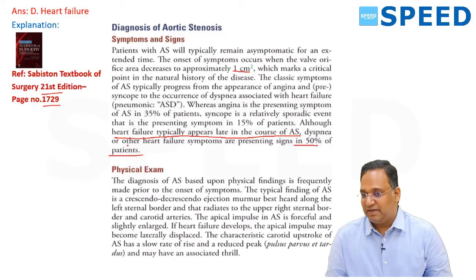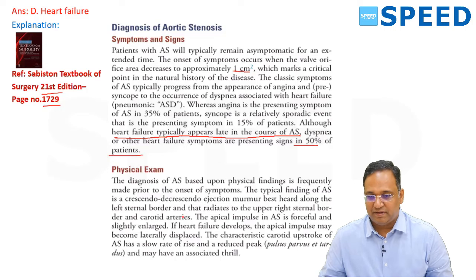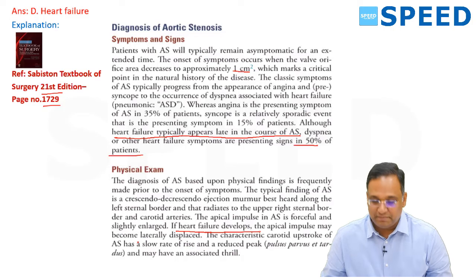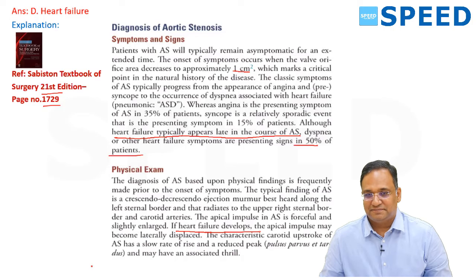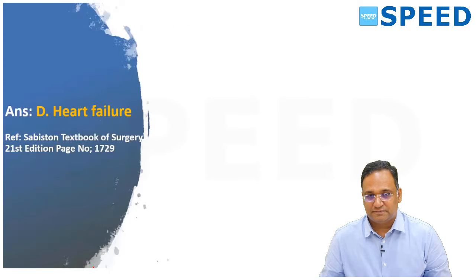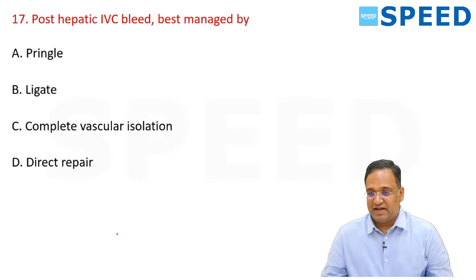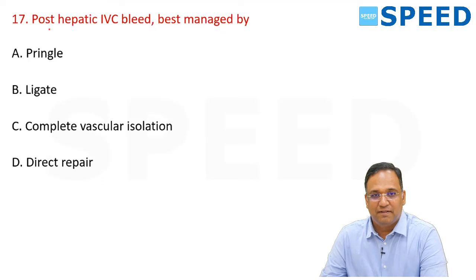So, it is a late complication, and if it sets in, definitely the patient will have a poor outcome following treatment, especially surgery. If heart failure develops, the apical impulse may become laterally displaced, characteristic of the upstroke of AS with a slow rate of rise and reduced peak. It is called pulsus parvus et tardus. You would have learnt in MBBS days. Okay. So, heart failure is a universal answer for any cardiac surgical cases.